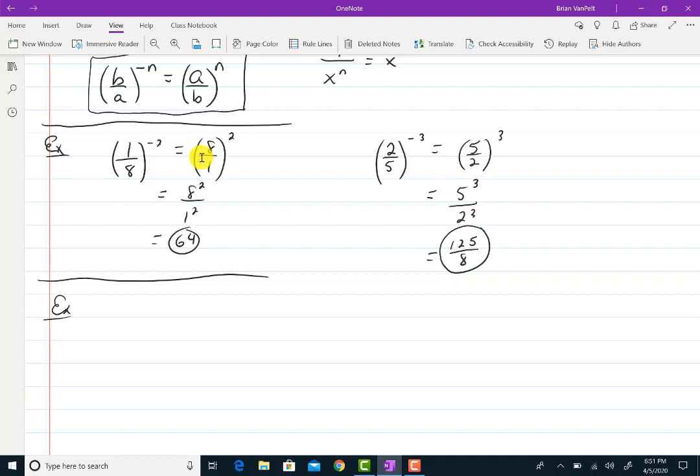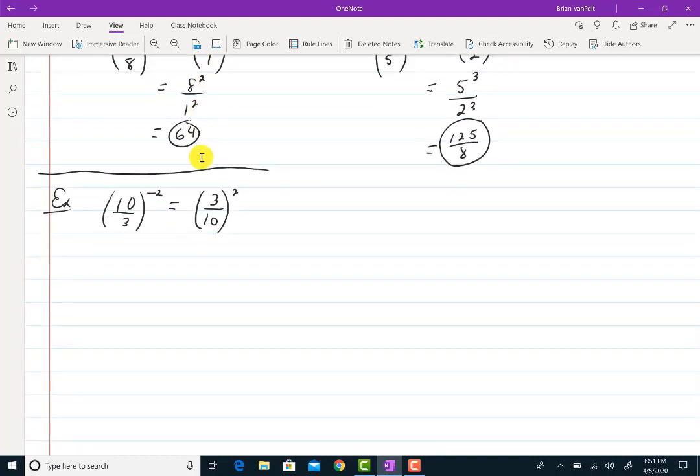Another quick example. 10/3 to the negative 2 equals 3 over 10 squared. And that's the same as 3 squared over 10 squared, which equals 9 over 100.